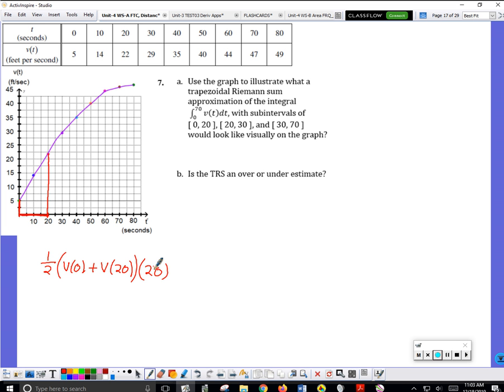So this computation is finding the area that I am drawing in red. So the area that I drew in red, that's the area that is computed by this computation. That's why it's called a trapezoidal Riemann sum. Question? Because it makes a trapezoid.